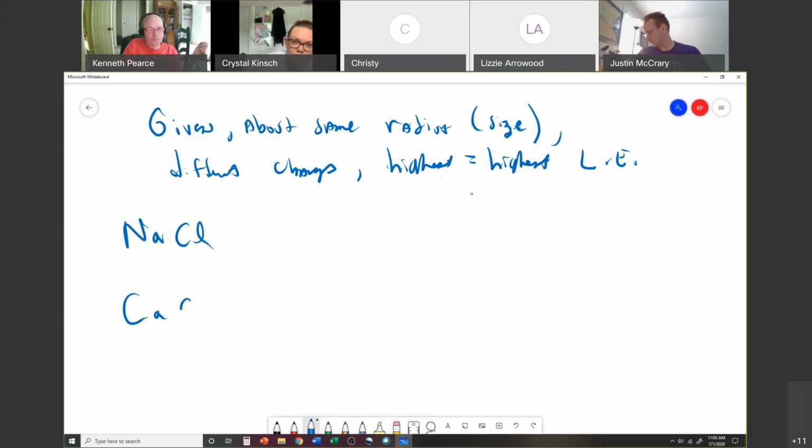Okay, so given a choice between sodium chloride, calcium chloride, and aluminum chloride, which one would have the highest lattice energy? Now, the size of these atoms are relatively close together. Sodium, calcium, and we could even go with magnesium if you'd like. Let's change that to magnesium just to keep it all on the same row. Sodium, magnesium, aluminum are more or less parked next to each other. So they're about the same size.